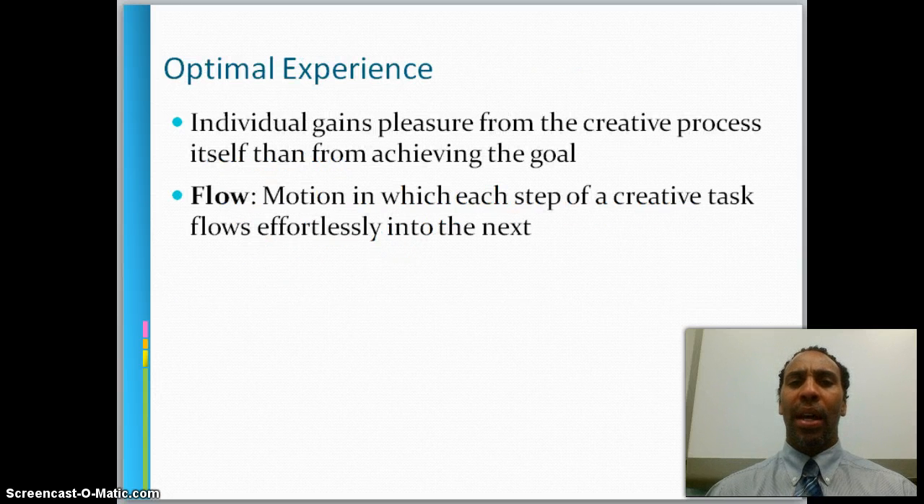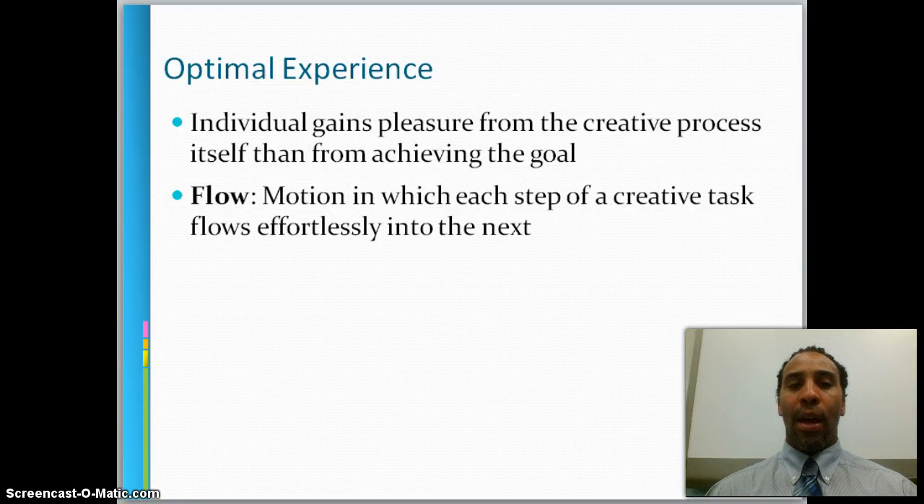Optimal experience, individual gains pleasure from the creative process, right? So you're excited about the creative process. It's something that's enthusiastic for you. You get up in the morning, you say, hey, I'm going to go in and have a good day at work because I'm going to do something very creative. So it's the creative process itself, rather than achieving a goal. So it's not that I want to sell $1 million worth of widgets, it's that I want to create something new.